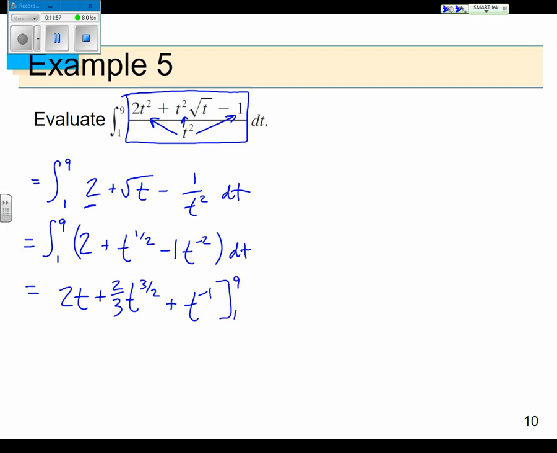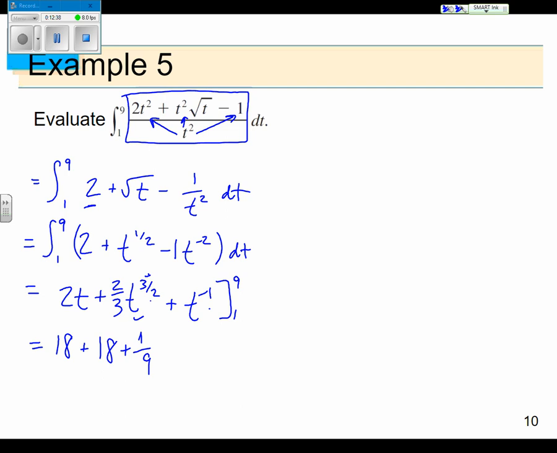Now, if you want to spend a step going back and putting everything back in square roots and 1 over t, that's perfectly fine. I'm not going to. Instead, I'm just going to try to do some mental math here. I plug in 9, gives me 18. If you don't trust me on any of this, go ahead and type everything in your calculator and see if you get the same thing. And so I plug in the 9 for this t right here. That's going to be the square root of 9, 3. 3 cubed is 27. 2/3 of 27. Well, that also gives me 18. And then 9 to the -1st, that's just the reciprocal of 9, 1/9.